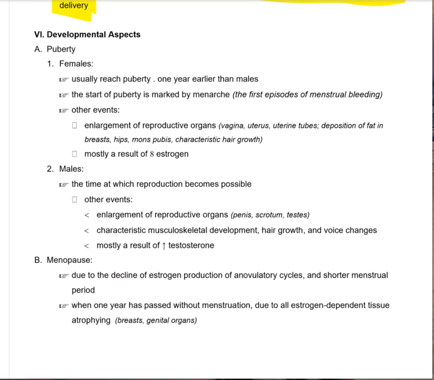Now, some developmental aspects about puberty. Females tend to reach puberty about a year earlier than males, and the start of puberty is marked by menarche, which is the first episode of menstrual bleeding. As we said, that may not be an ovulatory event. And then, of course, there are other events during puberty: the enlargement of the reproductive organs, hair growth, changes in fat and muscle deposition on the body. And this is mostly the result of increased estrogen.